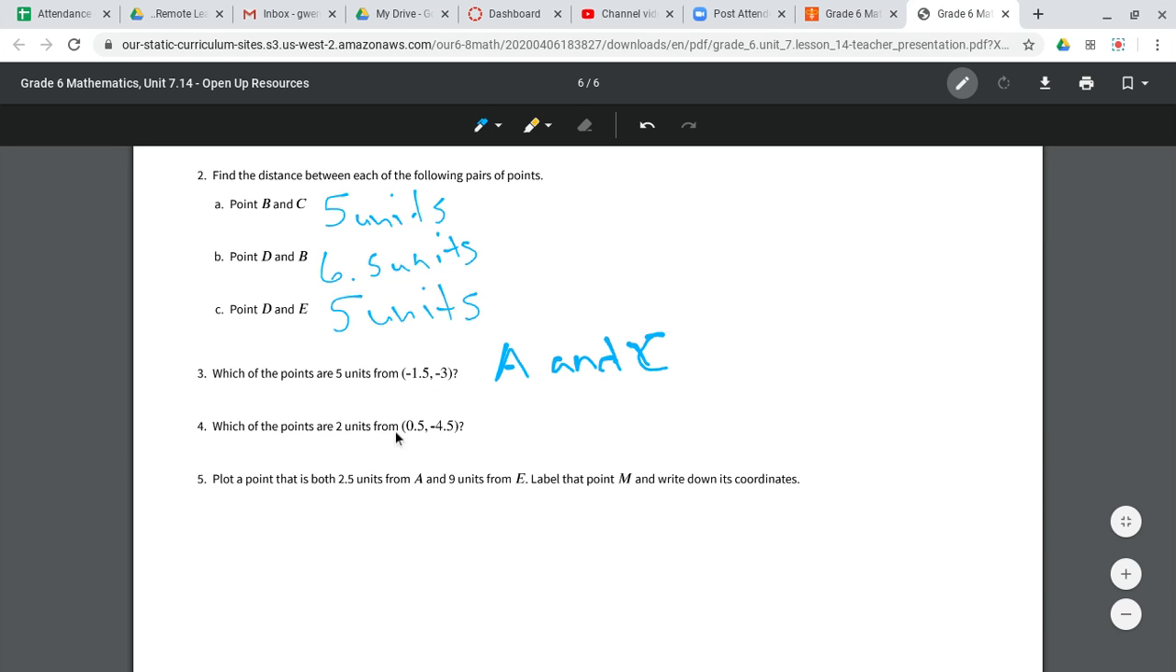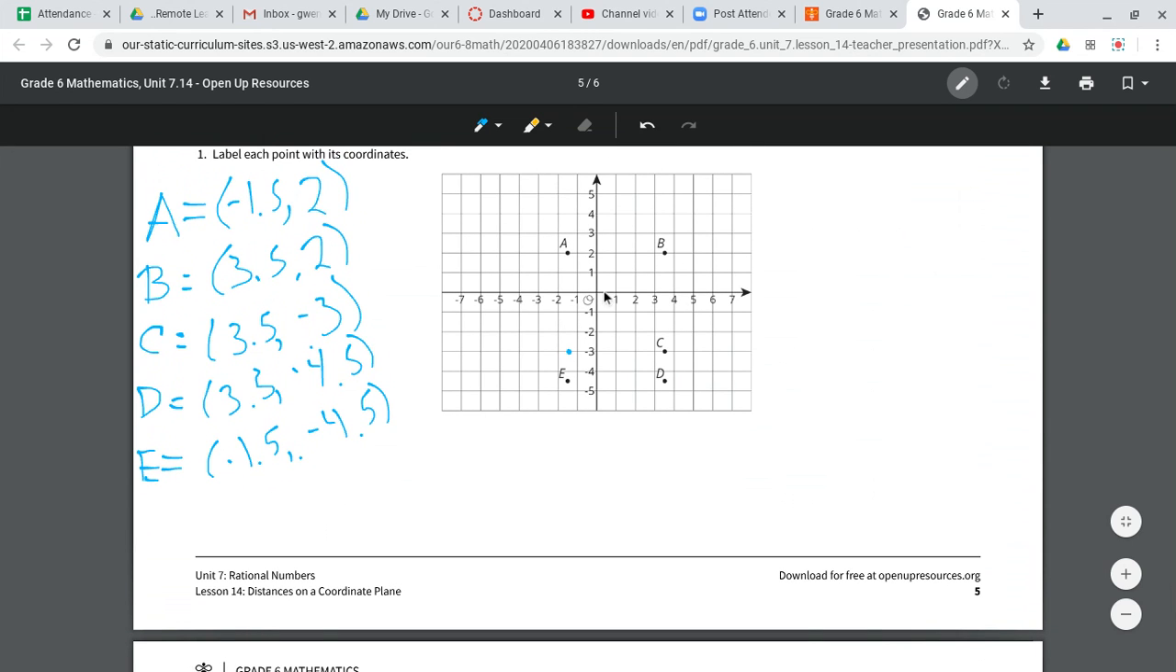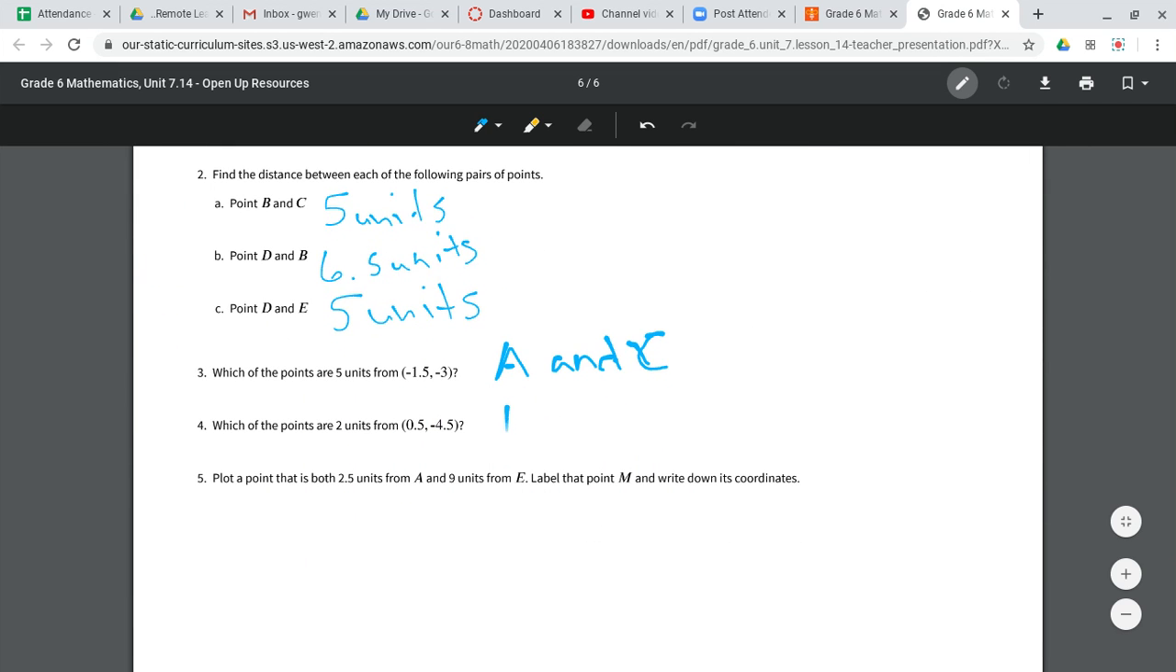We're looking at which of the points are 2 units from 0.5 and negative 4.5. So go back up to the graph. So 0.5 is going to be on the positive side here, and negative 4.5, we're going to be right down here. So we want to figure out 2 units from this point. Well, D is more than 2, so is C, but E is exactly 2. So this one is just E.